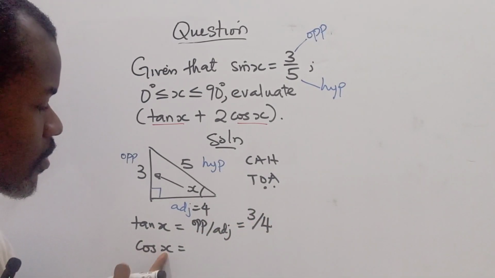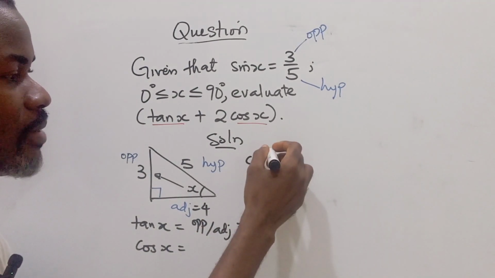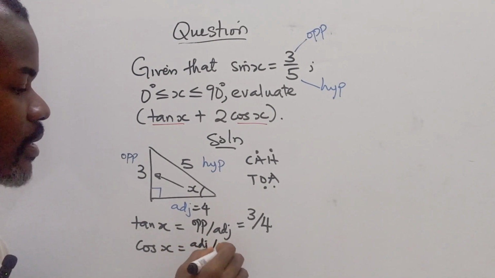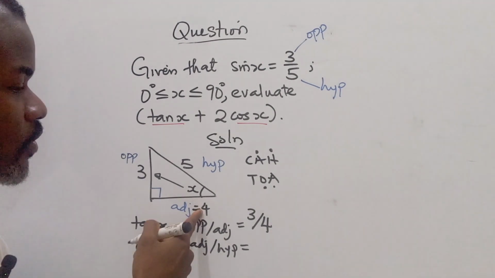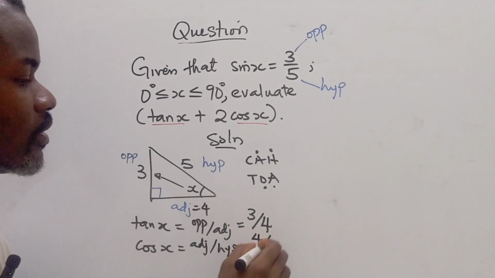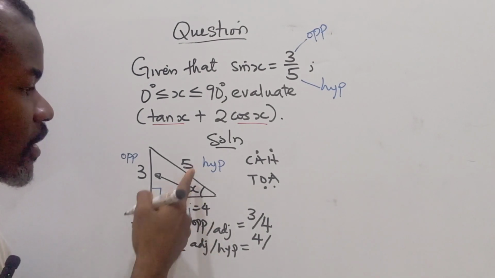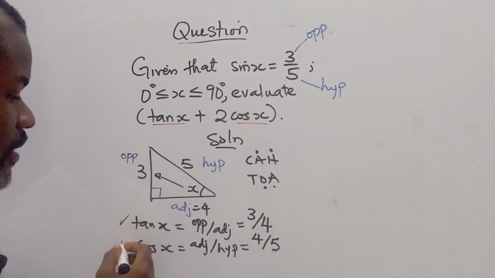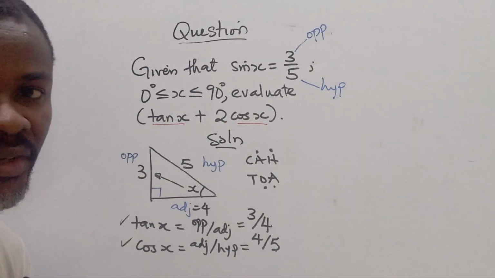Alright. Now for cos x, we are going to use CAH. So adjacent divided by hypotenuse. So let's see, our adjacent is 4, divided by our hypotenuse from the triangle, which is 5. So having known this and this, we can now substitute it here to solve for that.